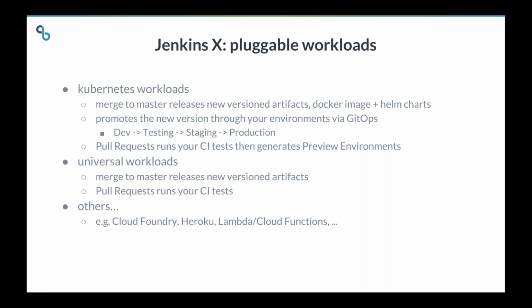Now, what we wanted to do was make Jenkins X usable for other kinds of workloads. So whether you're using a different way of performing continuous delivery, or possibly you're not even using continuous delivery at all, maybe you just want to do releases of jars and libraries and binaries. So today we have two pluggable workloads. One is the Kubernetes workloads, and the other one is the universal workloads, which essentially do the traditional CI stuff. When you merge to master, we make a new release, we distribute the artifacts and binaries, and that's it. We then leave the delivery part to other folks or other pipelines.